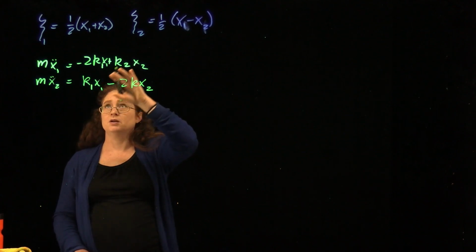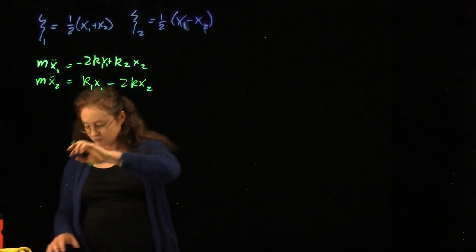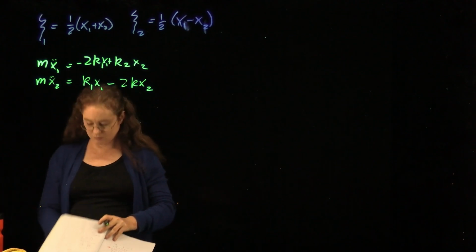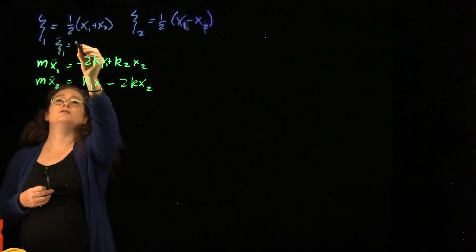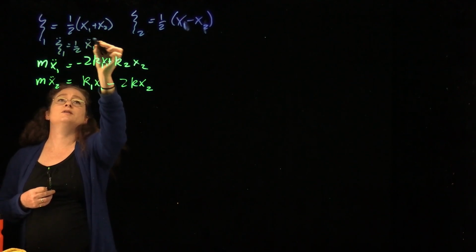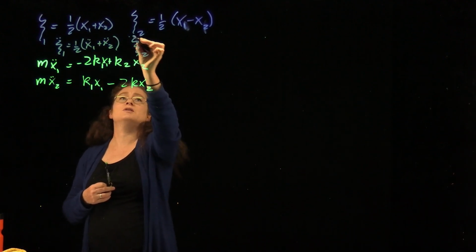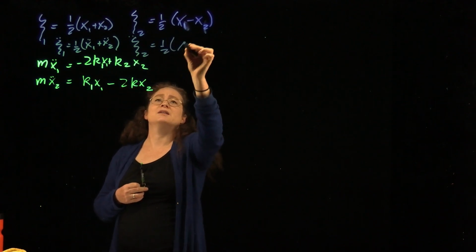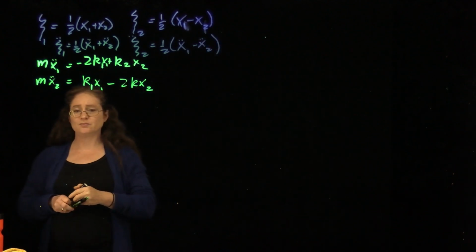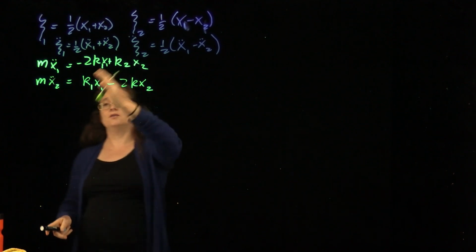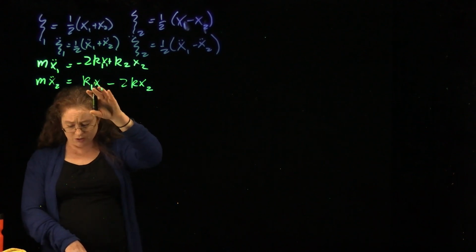If we then do this substitution, we can write C1 double dot is 1/2 (x1 double dot plus x2 double dot). C2 double dot is 1/2 (x1 double dot minus x2 double dot). These are really bad C's, I'm sorry, but I think that you can follow. And then we can solve this.